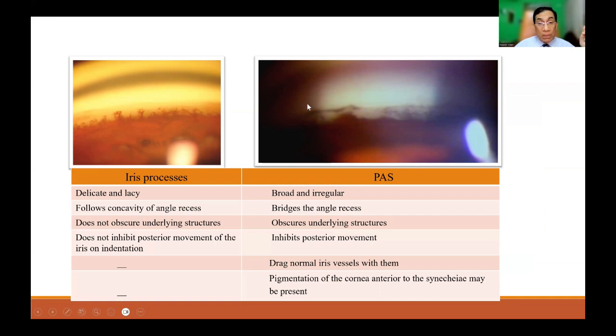The iris process is usually confused with peripheral anterior synechia. But peripheral anterior synechia is broad and irregular. It's not everywhere present. The iris process follows the concavity of the angle recess, makes a bridge over it, and does not obscure the underlying structures. You can see the trabecular meshwork and the scleral spur. But synechia obscures the underlying structure, so it is a broad band. It inhibits posterior movement of the iris on indentation, so it does not come back.